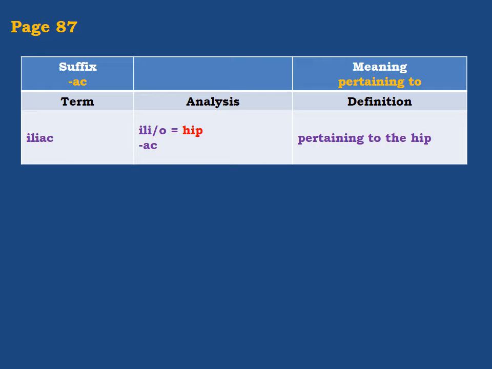We pronounce it as ac. And the first term is iliac, ili, which means hip, and ac, you remember we talked about this earlier. It is part of the suffixes that have the same meaning, which is pertaining to. So, pertaining to the hip. Let's see the pronunciation.